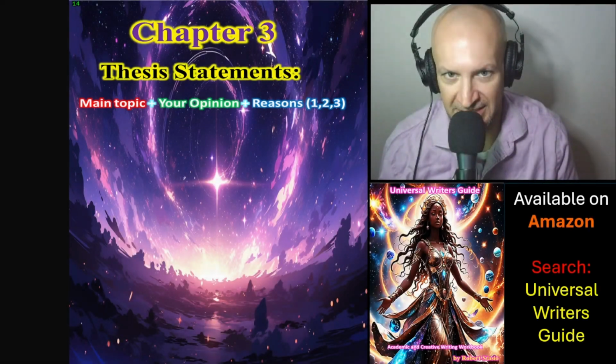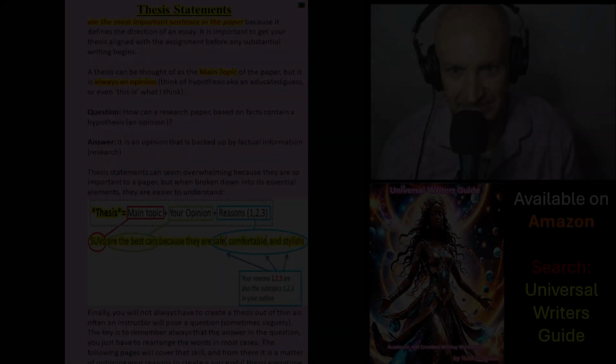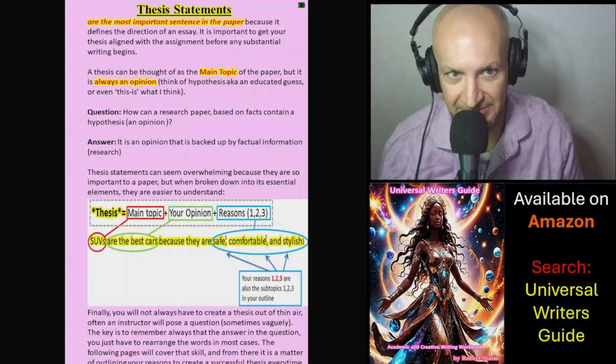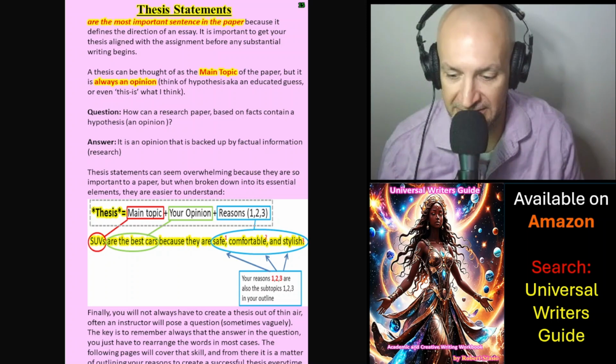My name is Robert Stasio, and we have a very important chapter today, Chapter 3, the infamous thesis statement, and we'll be covering it in depth. Now, the first thing to know about a thesis statement is that they are the most important sentence in the paper. It doesn't matter if you're writing a 20-page paper, it's important to get your thesis aligned with the assignment before any substantial writing begins. Because if you're doing a bunch of writing that does not line up with the thesis statement, it is going to be all for naught.